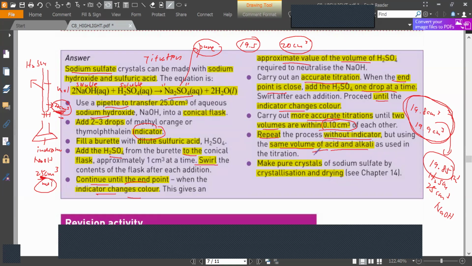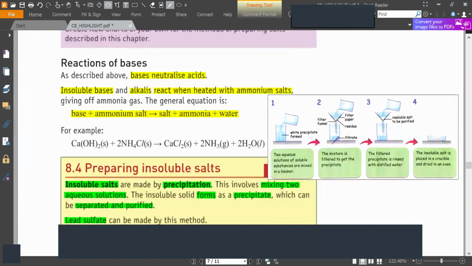So in the end we have the sodium sulfate in water as a solution. Then we will crystallize to collect the sodium sulfate crystals.